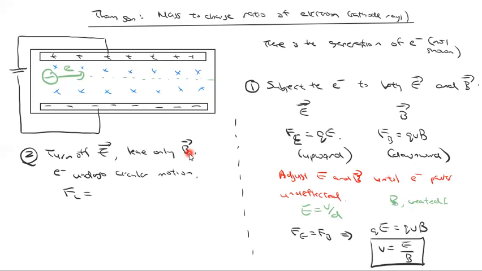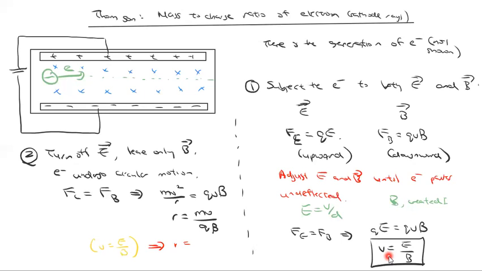So that means Fc must equal Fb, which means your mv squared over r must equal qvb. And as a result, your r equals mv over qb, as we mentioned. So that's how we get that formula. But the question is, how does that really help us? Well, this velocity, remember, is set now. This velocity is E over B.